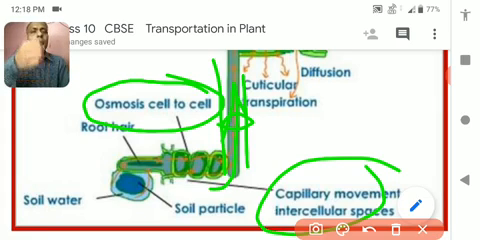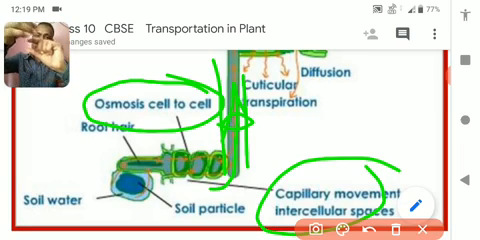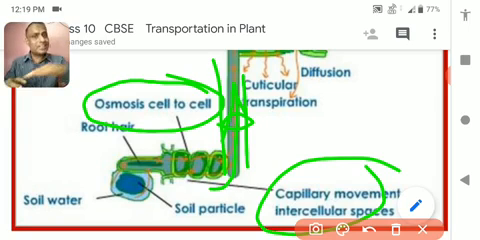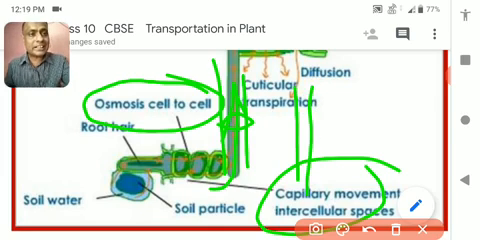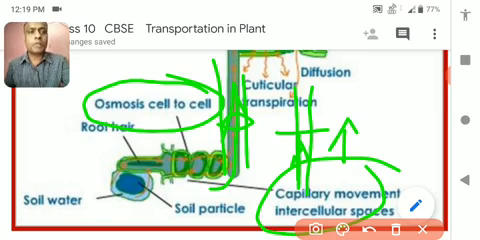If I give you a bottle of Pepsi and a straw, and you keep the straw in the Pepsi bottle, the level of the Pepsi is just like this, but if you see the level of Pepsi inside the straw, it is slightly above the level of the Pepsi. Have you understood? So inside the capillary the pressure is less, and due to the less pressure the water moves automatically. This is called capillarity. So capillarity also helps in the transport of water and minerals.